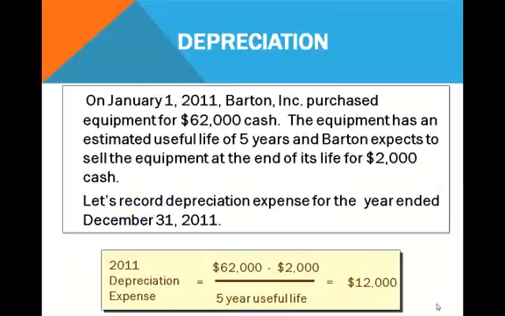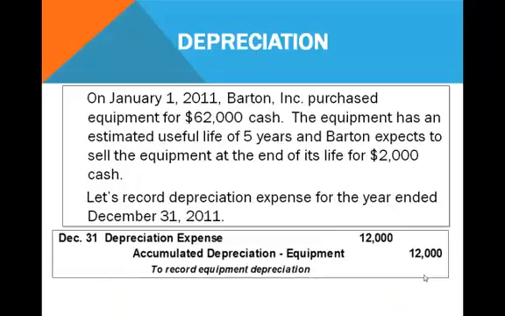On January 1, 2011, Barton purchased equipment for $62,000 cash. The equipment has an estimated useful life of 5 years and an estimated salvage value of $2,000. How do we determine the annual depreciation expense? We do that by taking the cost of $62,000, subtracting out the estimated salvage value, and dividing it by the 5-year useful life. That means we're going to depreciate $12,000 each year. Now let's record the adjusting journal entry for that.